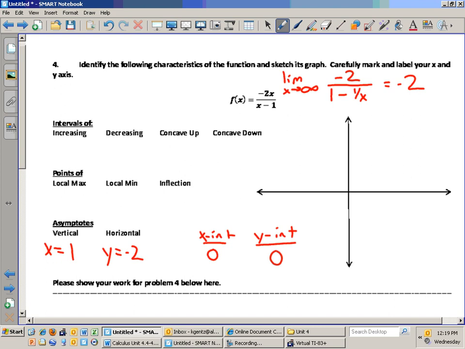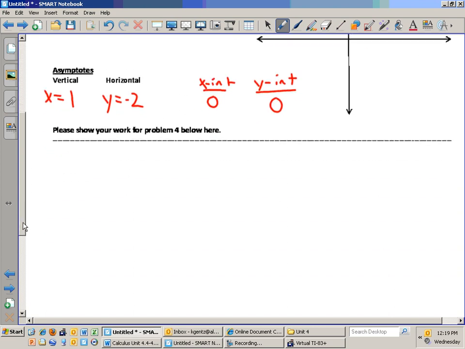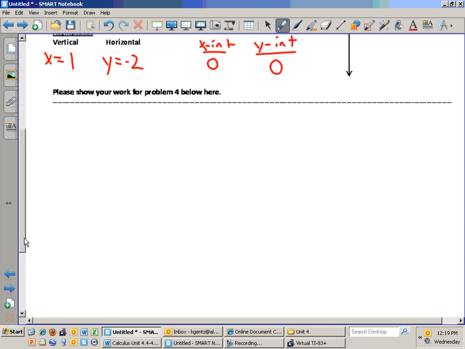Now the rest of this is actually very easy for this problem, and you'll see. It says show your work. I guess I should look at intervals of increasing or decreasing. So I find f prime of x. In order to find the derivative of this, I need to use the quotient rule, which is a wonderful thing.